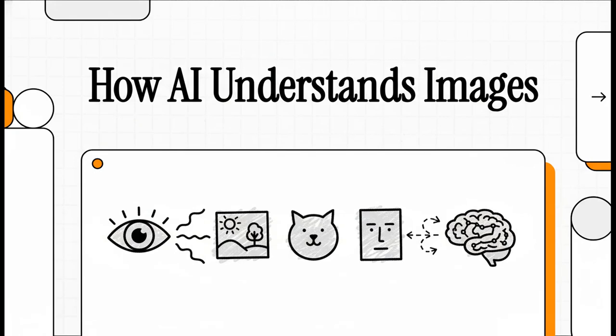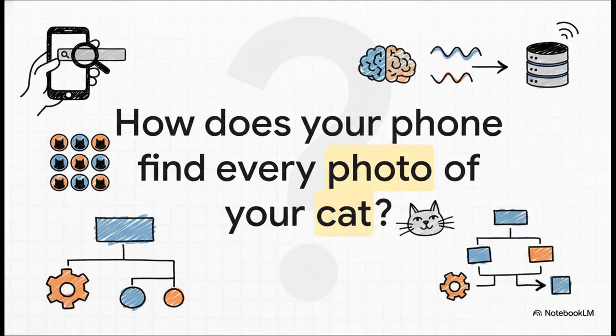All right, today we're going to pull back the curtain on a little piece of everyday magic. How exactly does AI understand images? So think about this for a second. You type "cat" into your phone's photo library and bam, every picture you've ever taken of your furry little menace pops up. How does it do that? It feels like straight up wizardry, right?